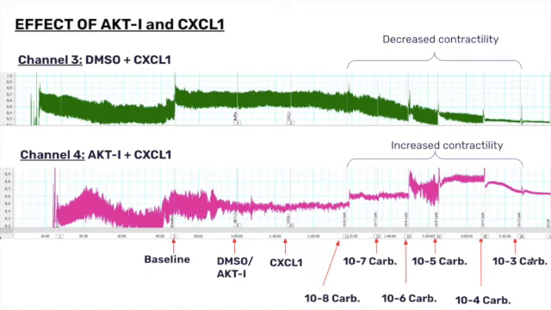So AKT doesn't affect spontaneous and agonist-induced contractility by itself, but it seems to affect the CXCL1 pathway to some extent, since it inhibited the effect of CXCL1 when it was used with it.